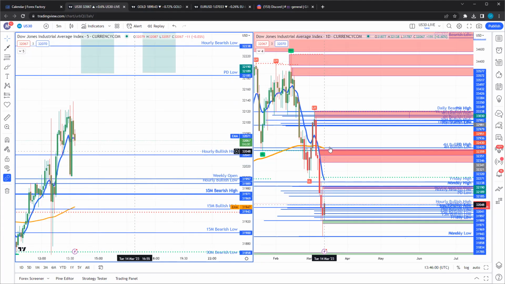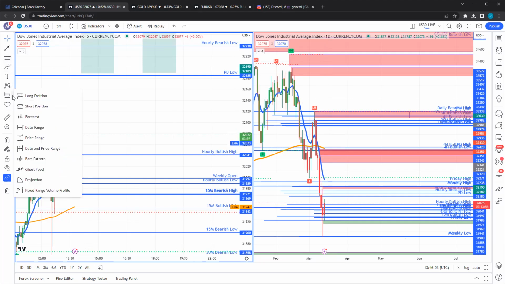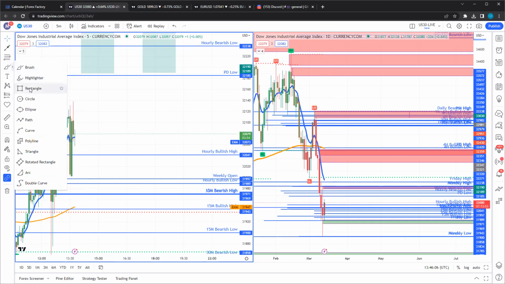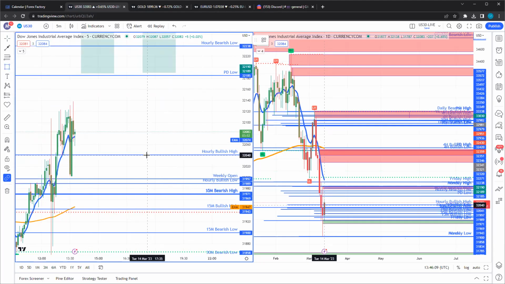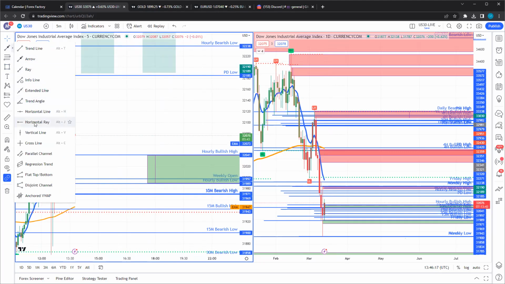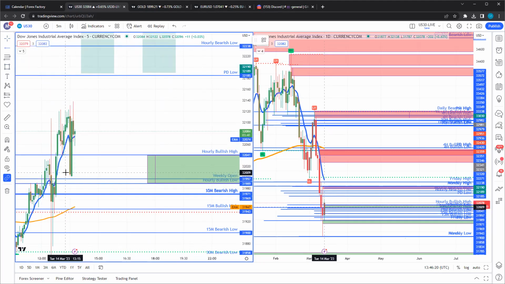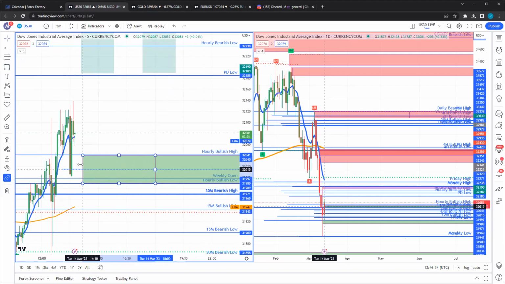So the entry we can have here, we have an hourly bullish high and bullish low here. And then if we divide this into two, so 32,040, 31, I'll call it 990. So this would be 25, 15. So if we get a tap, I would be looking to try and ride US 30 up from 32,015.